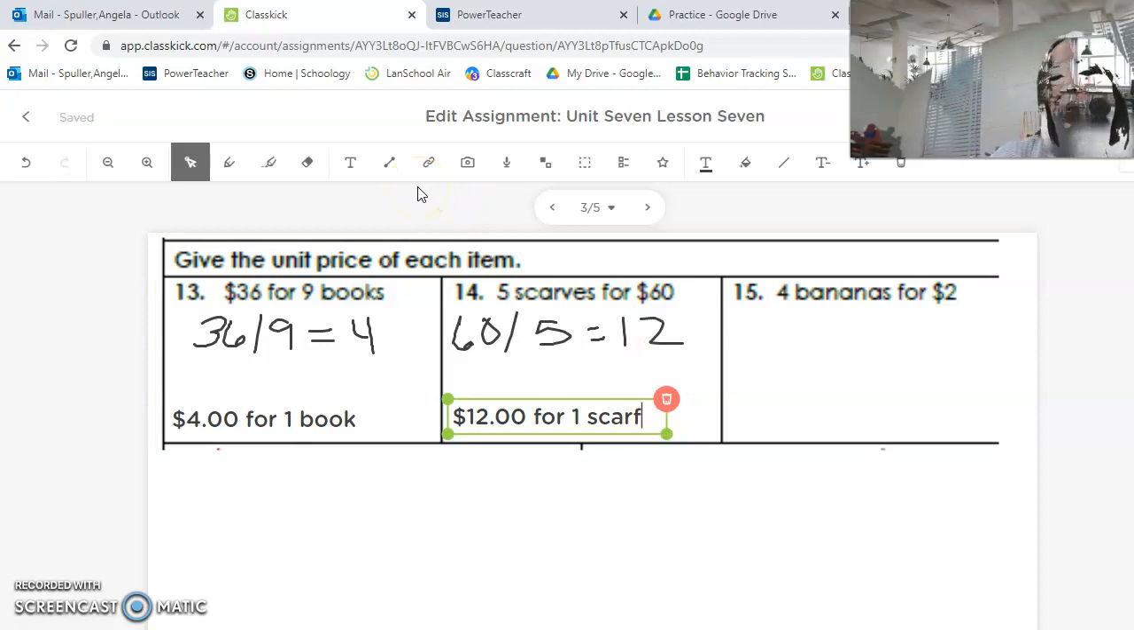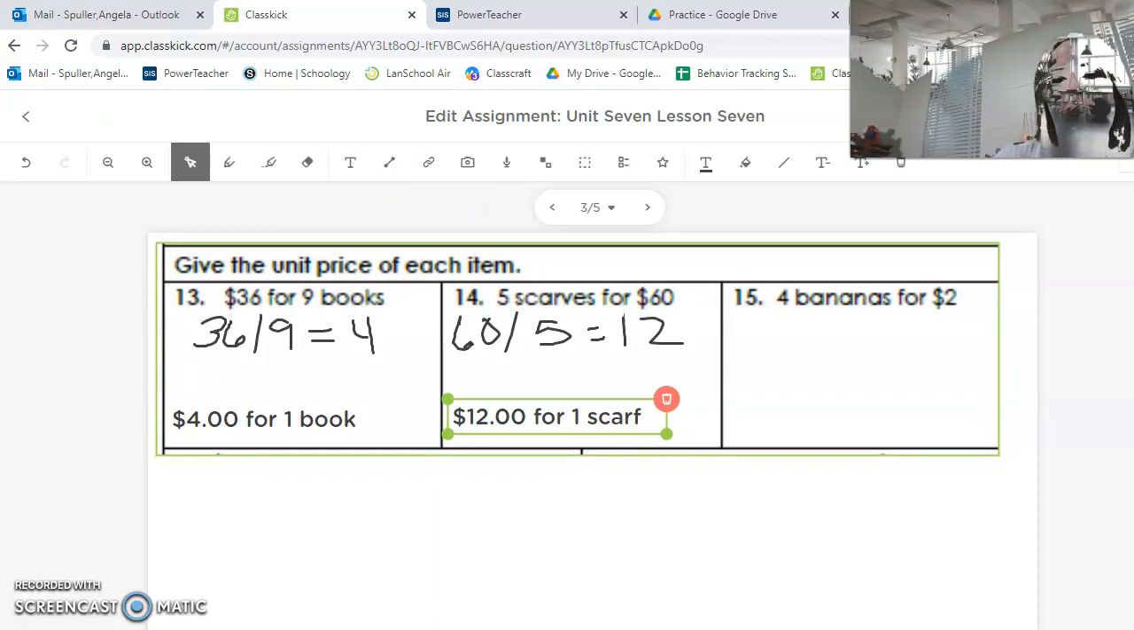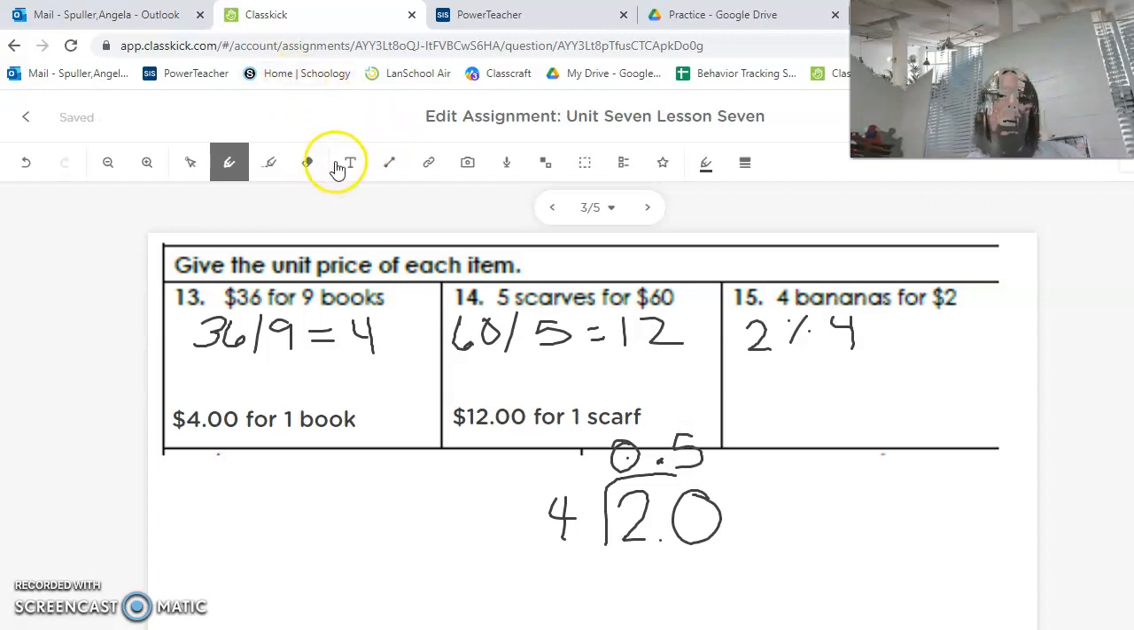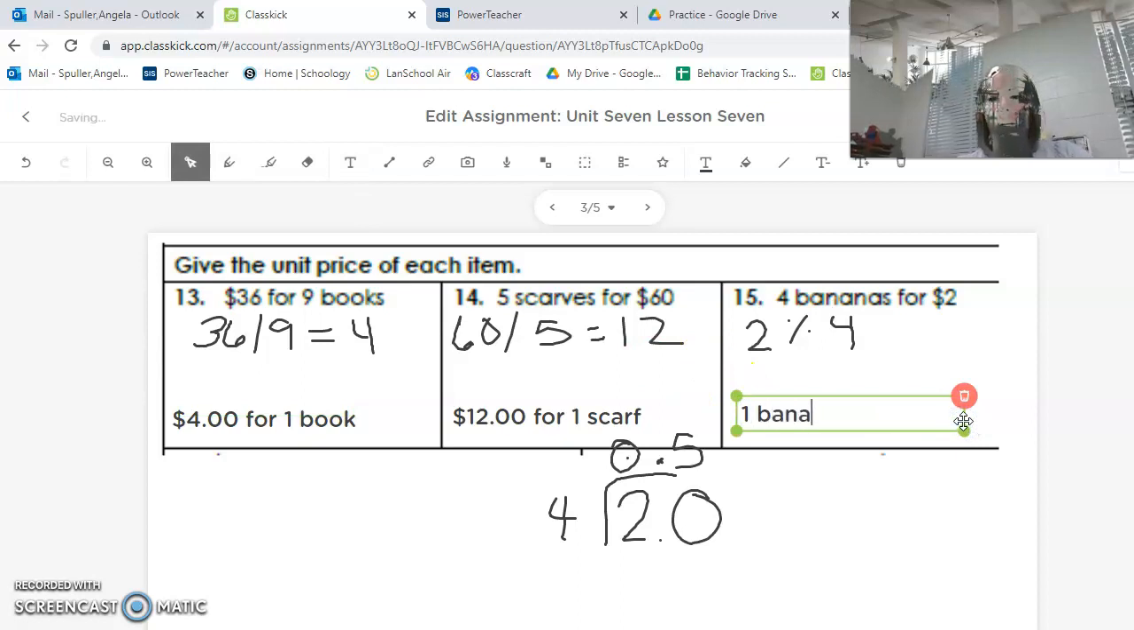All right. I forgot to get my pen in. 2 divided by 4. Well, this is where we have to make it into decimals. So 2 divided by 4. I'm going to put my decimal and my hidden 0. 4 can't go into 2, but it can go into 20 5 times. Okay, so what does that mean? Well, that means one banana costs 50 cents.